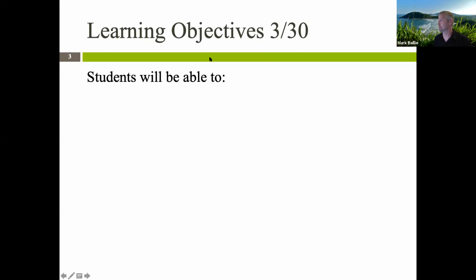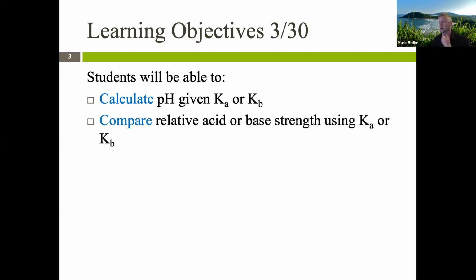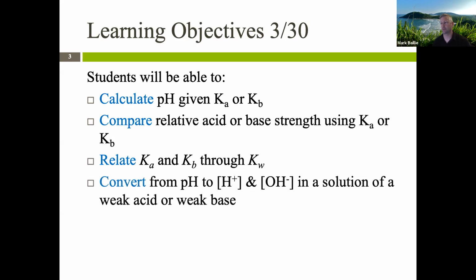I'll stop that poll. All right, so by the end of class today, I want you to calculate pH given Ka or Kb. We're gonna talk about what Ka and Kb are and how they relate to each other. We're going to look at relative strength of acids and bases using Ka and Kb. And then we're gonna do some calculations with pH, pOH, concentration of H plus, and concentration of OH minus.